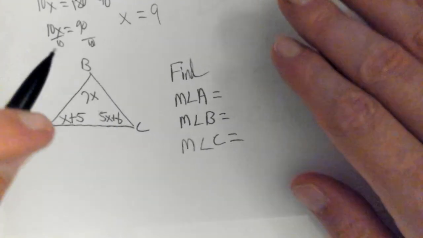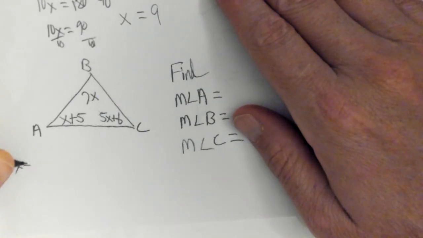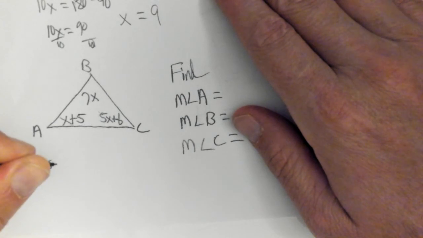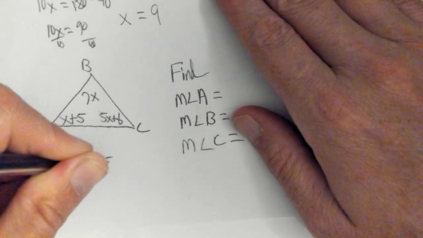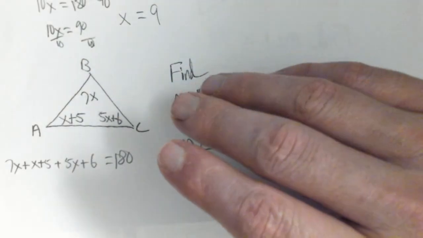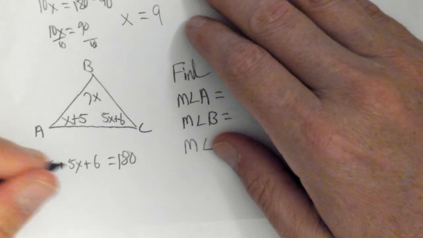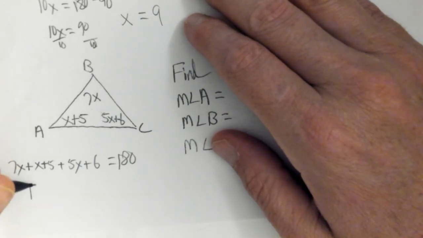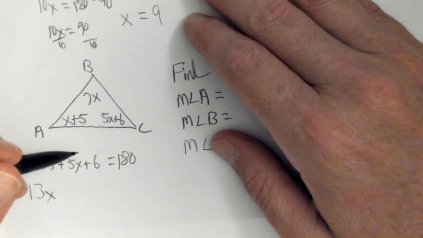So here comes my equation. It's going to be 7x plus x plus 5 plus 5x plus 6, and all of this is now going to be adding up to 180. And so I can combine some like terms here. 7 plus 5 is 12, plus another x is going to be 13, and so that'll be 13x.